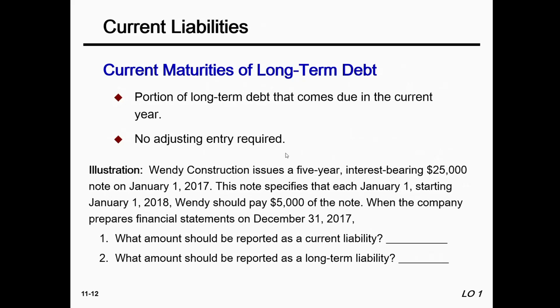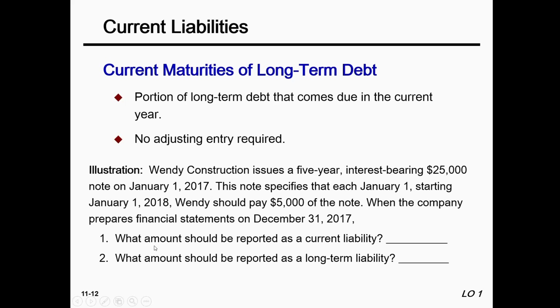Now, Wendy, who has borrowed this money and signed the note, has to pay installments. Each installment will be paid on January 1st, and the first installment is due on January 1st, 2018, meaning within a year. So the $5,000 due on January 1st, 2018 is current. The remaining $20,000 out of $25,000 is payable after 1 year, meaning after the second, third, fourth, and fifth year. So they are non-current. Only $5,000 is current.